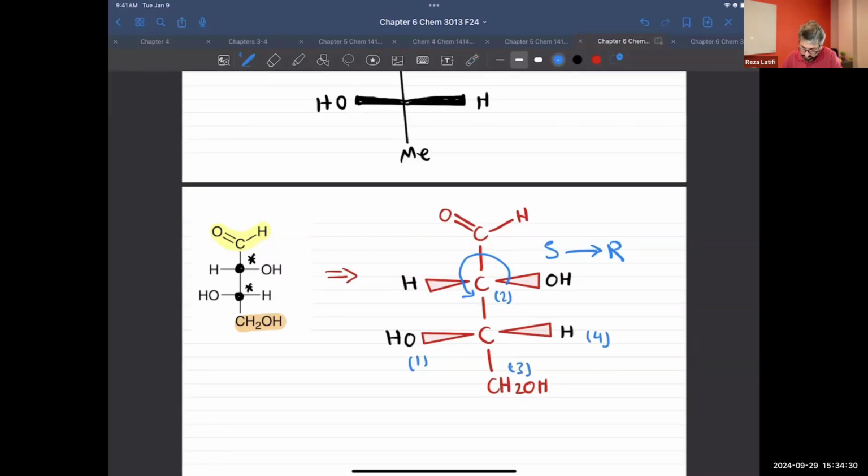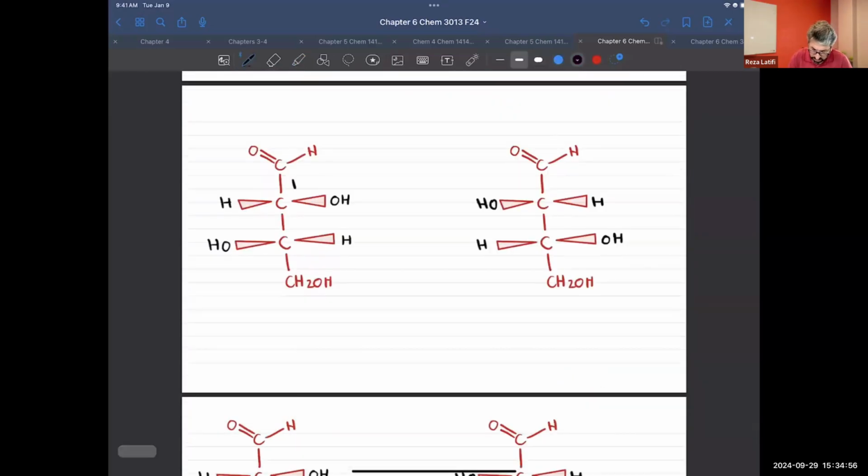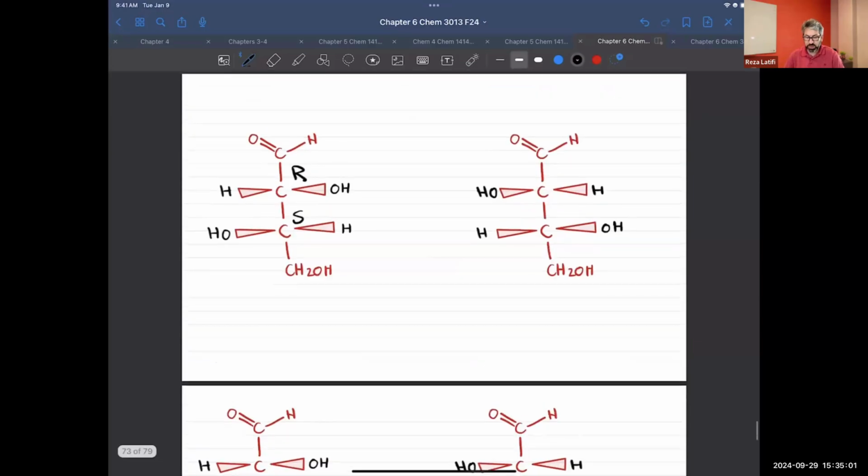Okay, so if we follow the numbers, this one is clockwise, so it's supposed to be R, but because hydrogen, number 4, is facing to us, it will be S. So the configuration, we got R here, and this one we got S, and I'm going to highlight them. Those are the right configurations. Okay, so we got R and S. Double check. Now I want to know what's the relationship between these two. So what did I do?